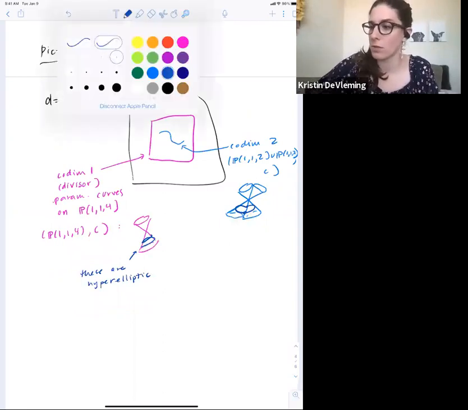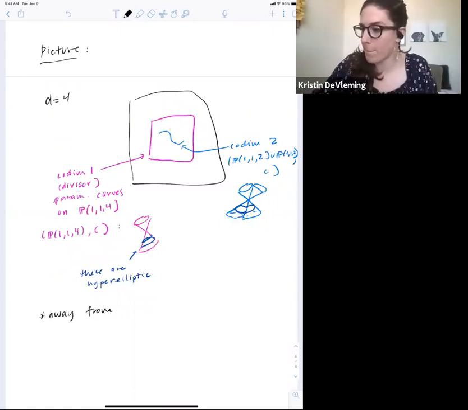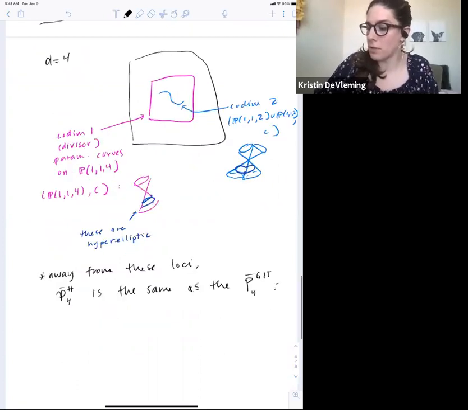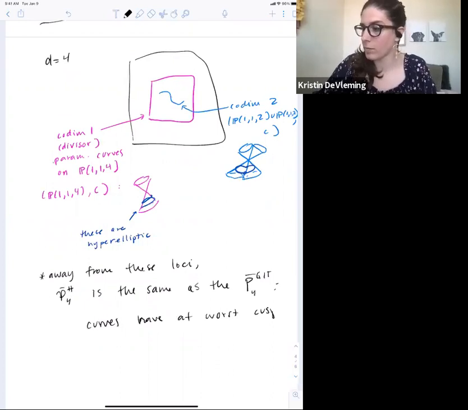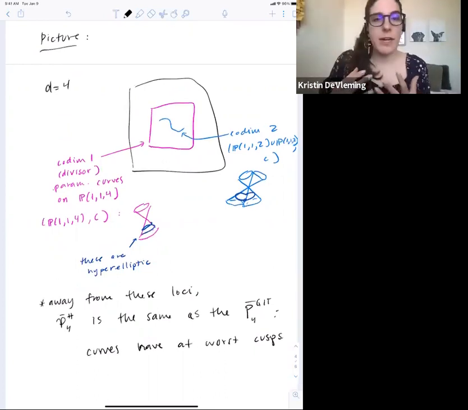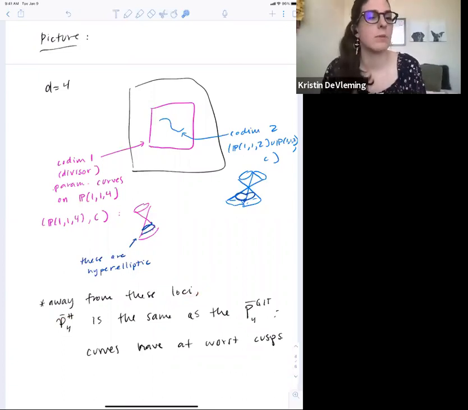And away from, again, the colored loci, the moduli space is in fact the same as the GIT moduli space. So the curves have, at worst, cusps. So just looking at this picture and noting that away from these loci, these moduli spaces are the same, we see that there's a birational map between these 2 moduli spaces, and we may hope to understand it in more detail.